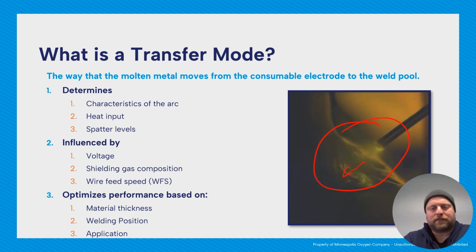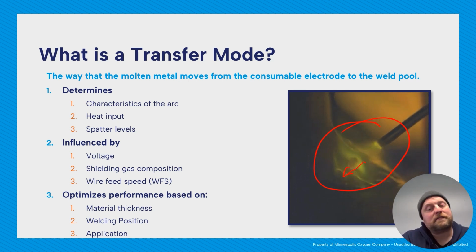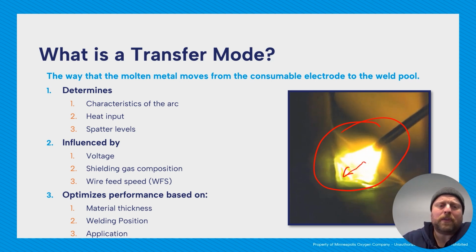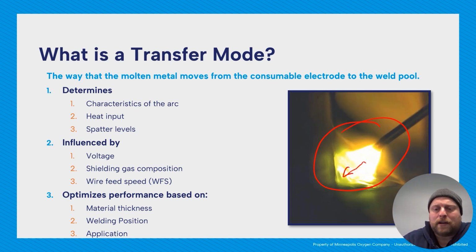So what does the transfer mode determine? It determines the characteristics of your arc, what the heat input is on the piece you're welding, and spatter levels. Some things that influence the transfer mode are your voltage, your shielding gas composition, and your wire feed speed. This is a very common mistake people make, and we're going to talk about it more shortly. The transfer modes can optimize your performance based on the material thickness you're welding, what position you're welding in, and what application the final item will be used for.